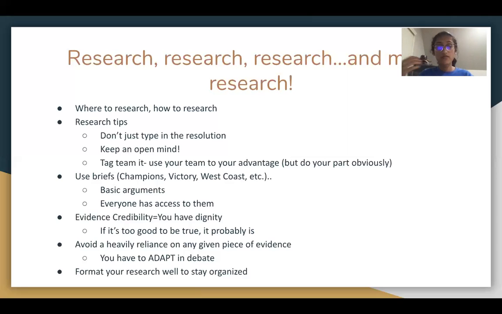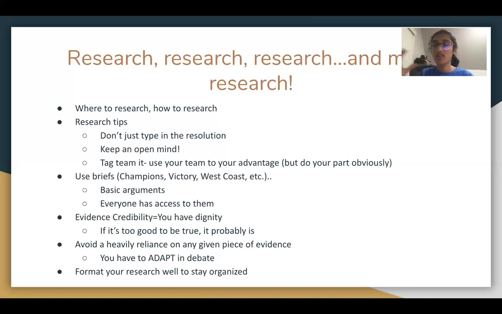Finally, you want to avoid a heavy reliance on any given piece of evidence. It's called debate, which implies that it is not only about the evidence, but how you are using the evidence. The evidence and the prep that you do beforehand is only one part of the debate. The fun part happens in the round.